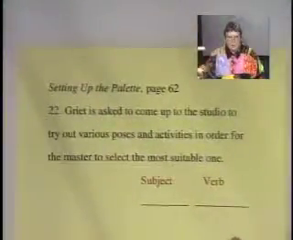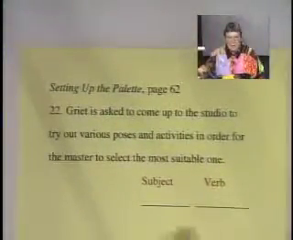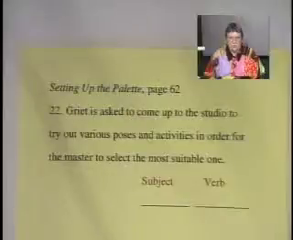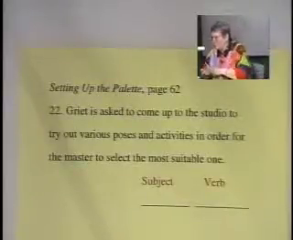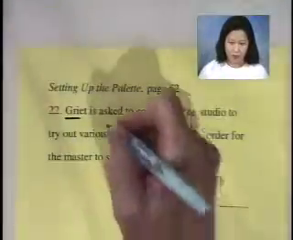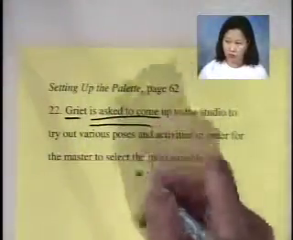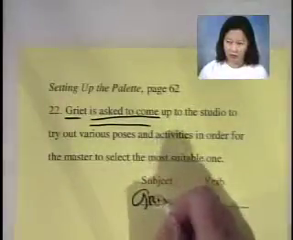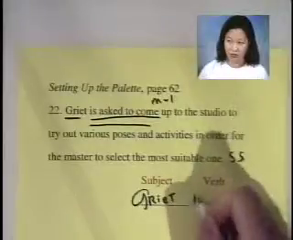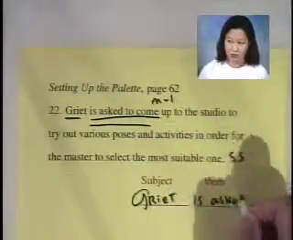Now, Maritza asked for a repeat of number 22, so before we go forward, I'm just going to back up to see what the problem was on that particular sentence. "Greet is asked to come up to the studio to try out various poses and activities in order for the master to select the most suitable one." Well, what did you say, Maritza, was the subject? Greet. And how about your verb? Is asked to come. All right, and you said that was what kind of a clause? It's a main clause. And what kind of a sentence? A simple sentence. So it's a main clause, it's a simple sentence, and the verb is "is asked to come." Go ahead and ask your question.